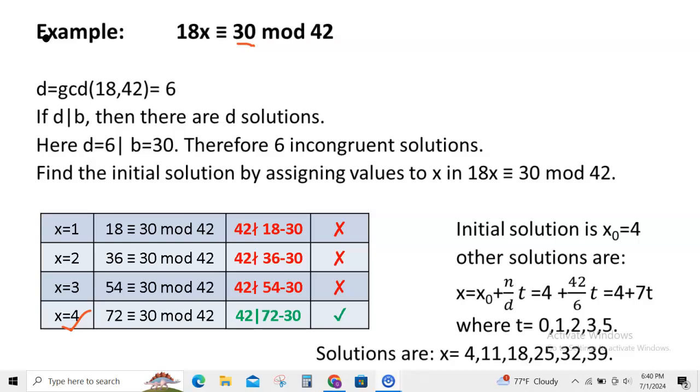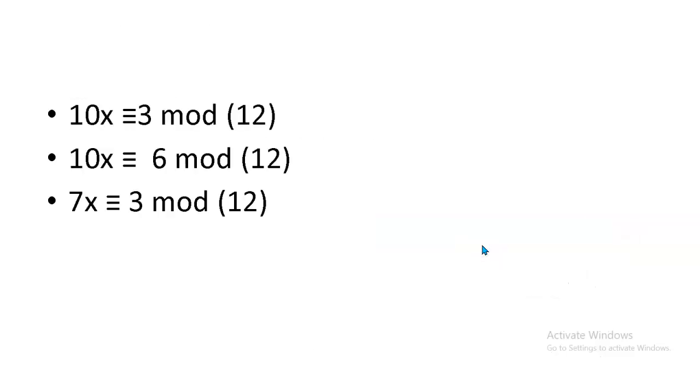Next, we have to find the other solutions. So we can use this formula x0 plus n by d times t, where x0 is 4, n is equal to 42, d is the GCD, that is 6, times t. And we can give values for t that range from 0 till d minus 1, that is from 0 to 5, and we get solutions for x. These are some questions you can try.